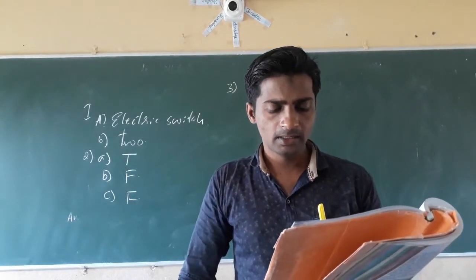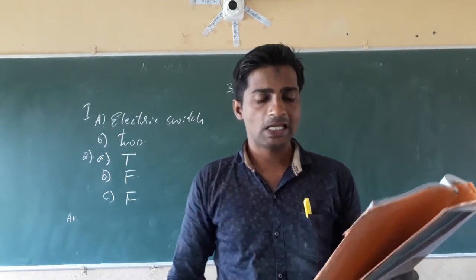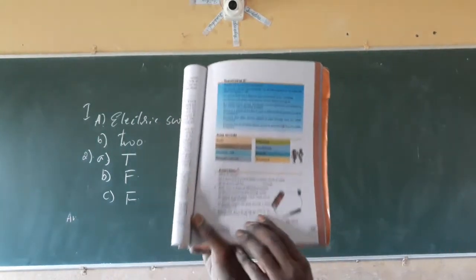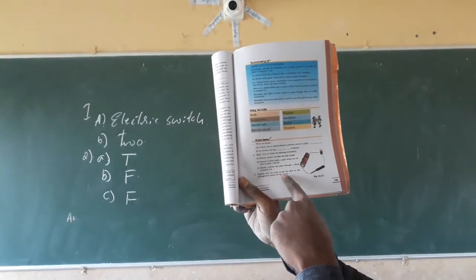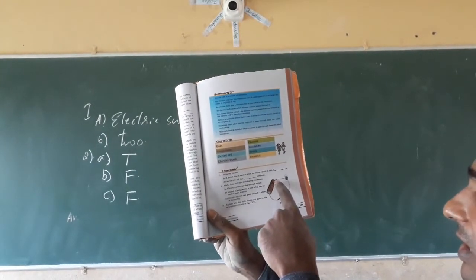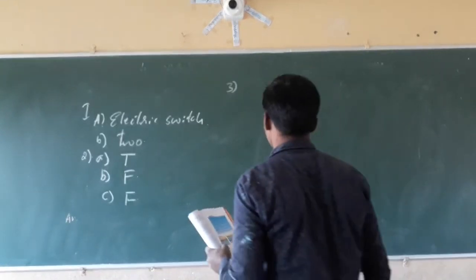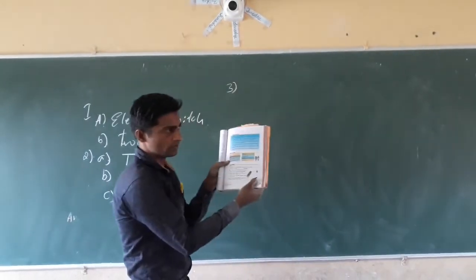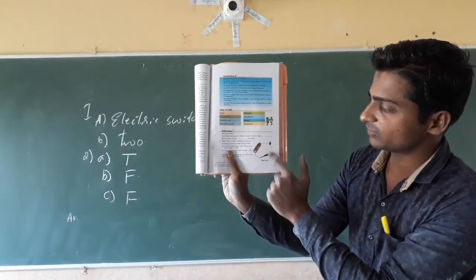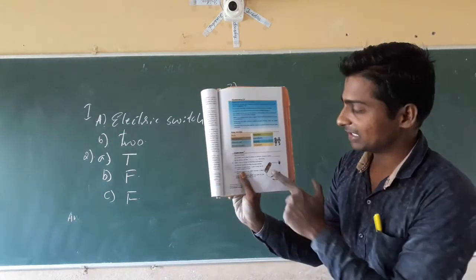Explain why the bulb would not glow in the arrangement shown in the figure. On page number 123, they have given one figure. See here, he has arranged it. He kept one screwdriver in the way of the electric circuit. See what happens? The screwdriver's handle is made of plastic. That's why the bulb will not glow.